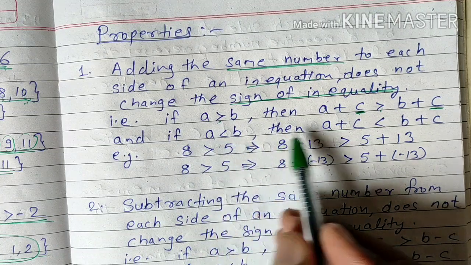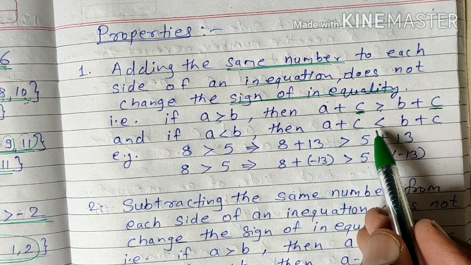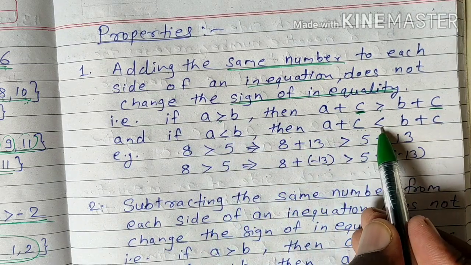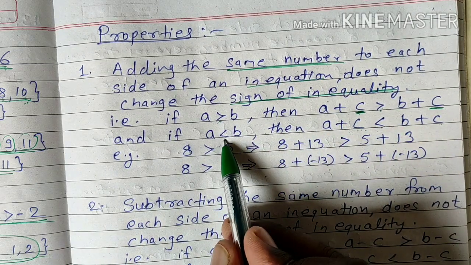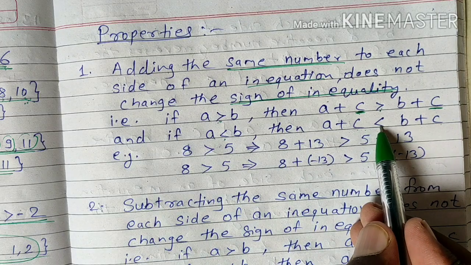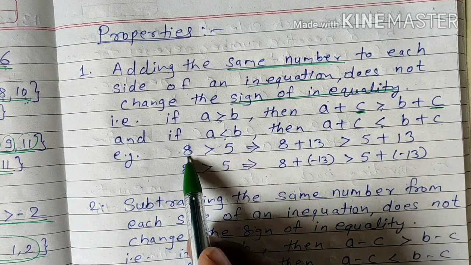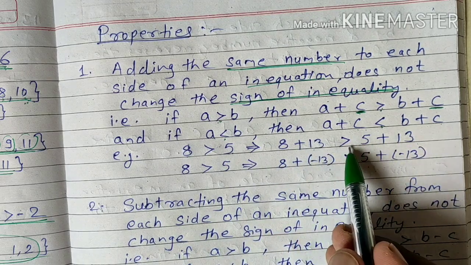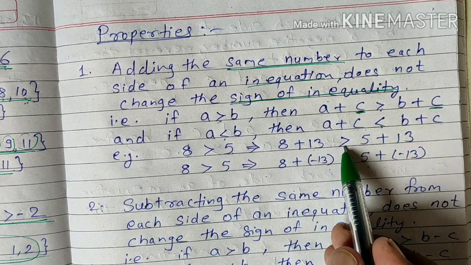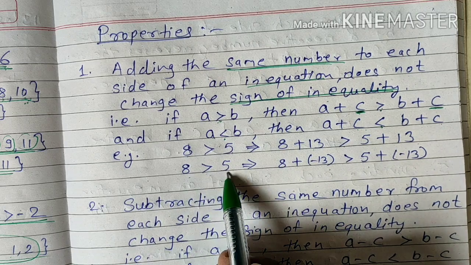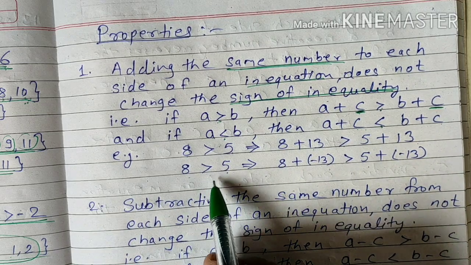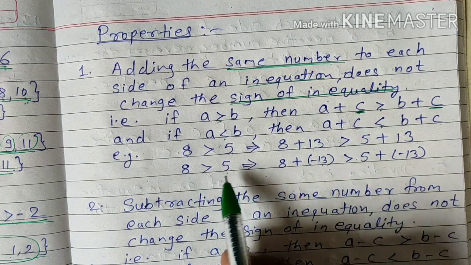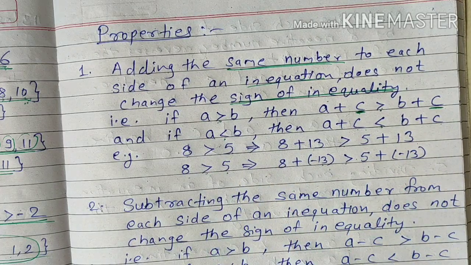Similarly, if it is less than, by addition of the same number on both sides, the sign of inequality remains the same. This is the sign of inequality, less than. So here also it is less than. So here is an example. If 8 is greater than 5, if 13 is added on both sides, then it will also remain a greater than sign. Similarly, if 8 is greater than 5 and we add minus 3 on both sides, the sign of inequality will remain the same.